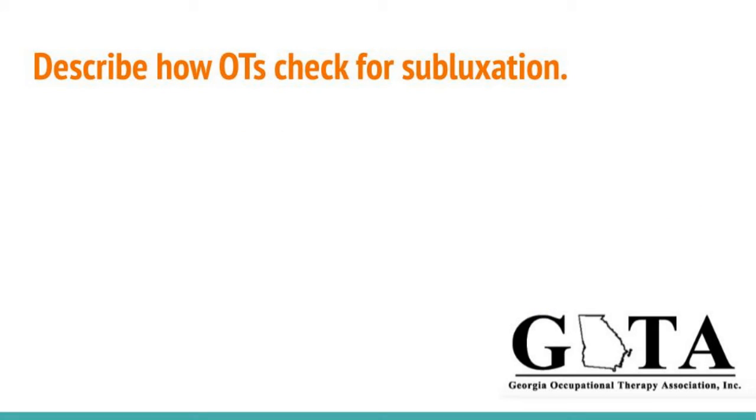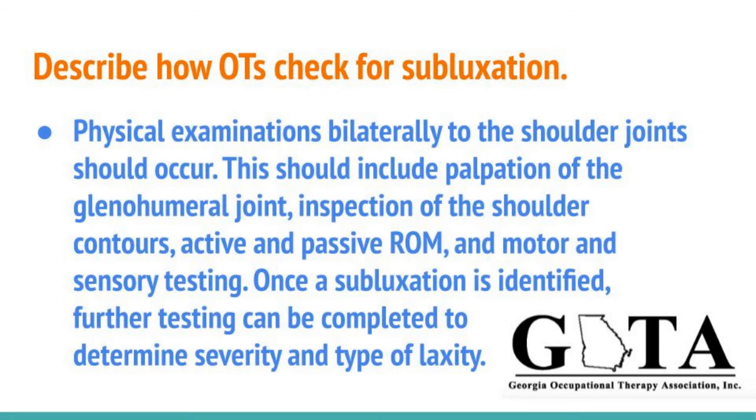Describe how OTs check for subluxation. Physical examinations bilaterally to the shoulder joints should occur. This should include palpation of the glenohumeral joint, inspection of the shoulder contours, active and passive range of motion, and motor and sensory testing. Once a subluxation is identified, further testing can be completed to determine severity and type of laxity.